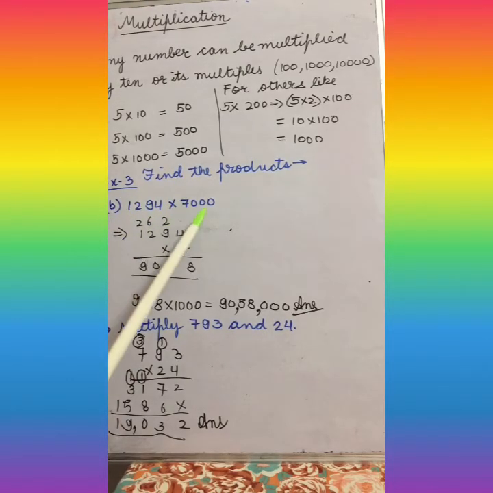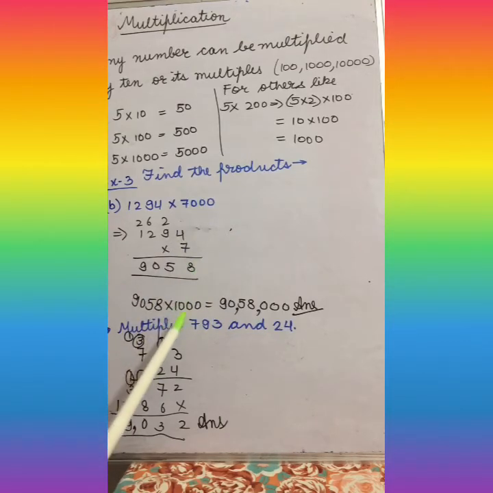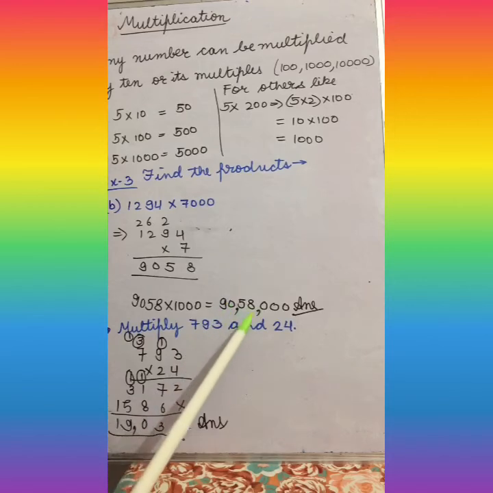Example number 3, find the products. 1294 multiplied by 7000. So here you have to multiply 1294 with 7 first and you will get 9058 as your answer. After that you will add the number of zeros that are 3 over here and you get your answer as 90,58,000.